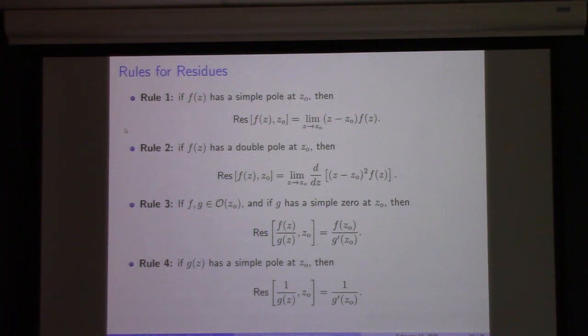4 useful rules. If you have a simple pole, you can calculate the residue like this. If you've got a double pole, it helps to multiply it by z minus z0 squared, differentiate it, and take the limit. That's a nice rule. In practice, I tend to use rules 3 and 4 a lot in examples. But anyway, you'll see all that when you take the course, so I won't belabor these points here. But we've got lots of nice rules for simple poles, right? Simple poles are important.